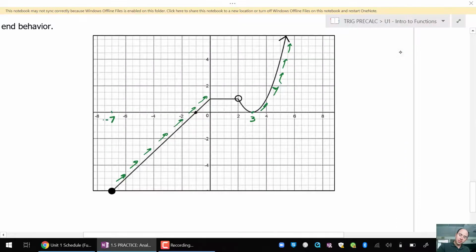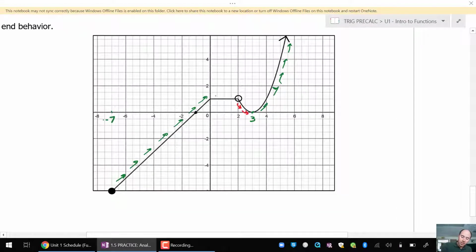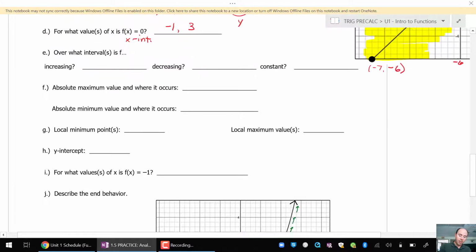I'll switch colors to show a decreasing part of the graph, which is right here, a little spot. And then I'll change colors one more time to show a constant. There's a constant or level, horizontal part of the graph as well. Now, let's go and mark down where all this stuff happens.